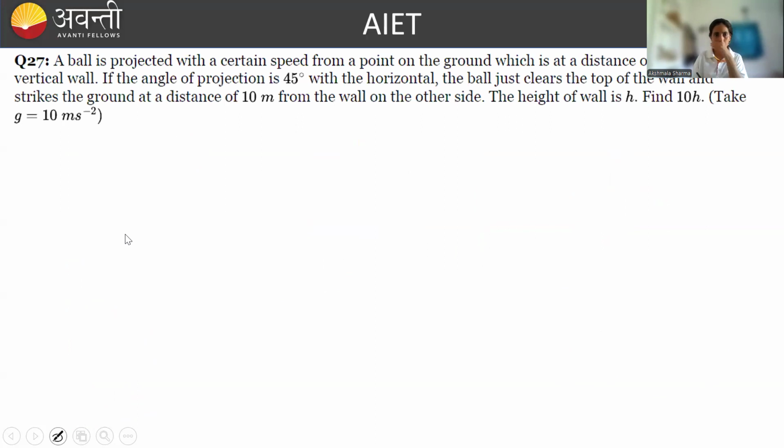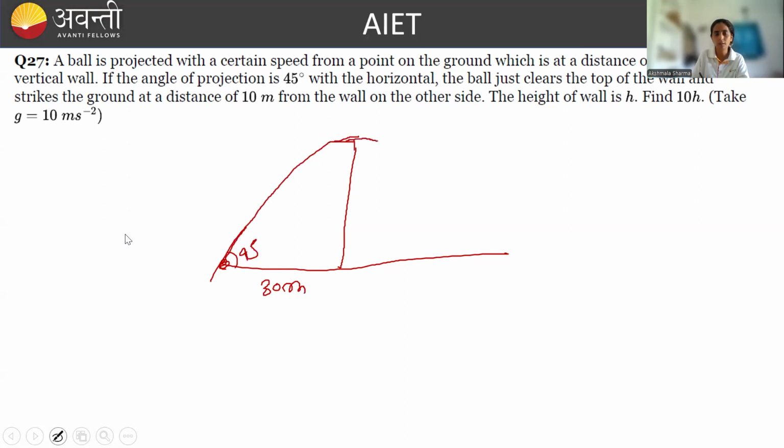Now, a ball is projected with a certain speed from a point on the ground, which is at a distance 30 meters from a vertical wall. So there is a vertical wall. Okay. And what is happening? From a distance of 30 meters, a ball is getting projected at an angle of 45 degrees, such that this ball just grazes this wall and then falls in this direction, right? How much distance behind? 10 meter. Then we have to calculate height of the wall. हमें क्या निकालना है? Height of the wall.